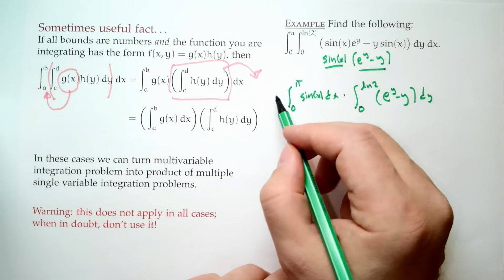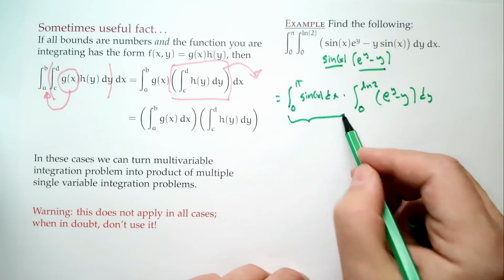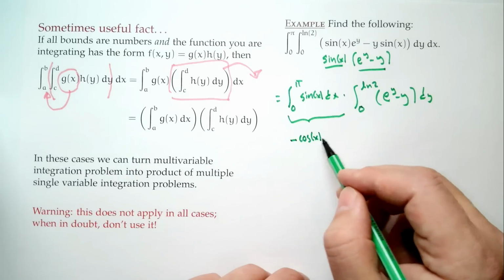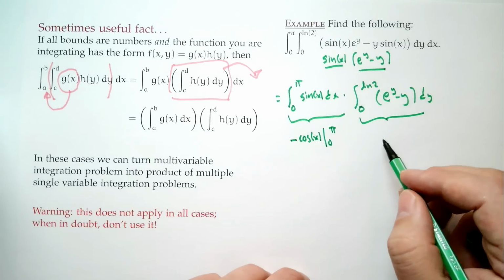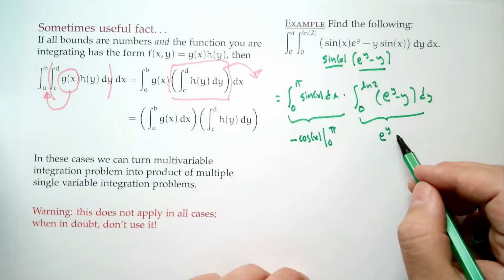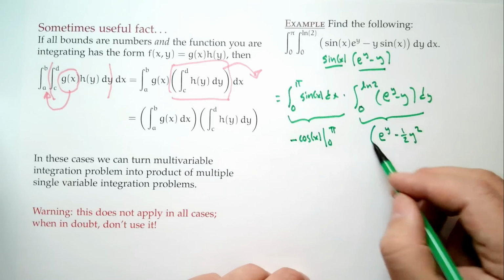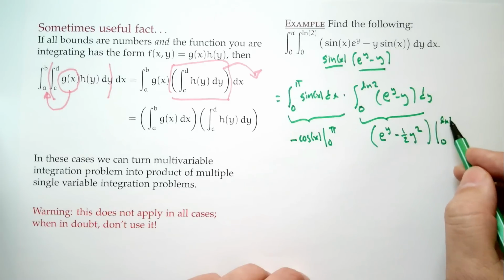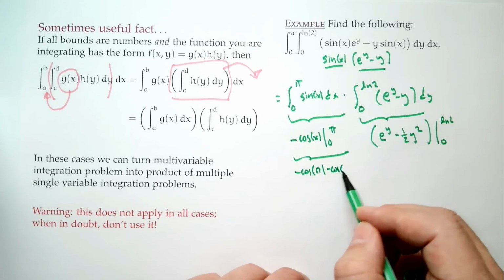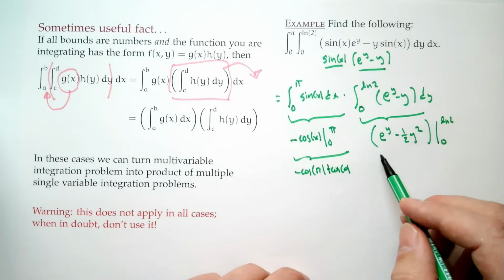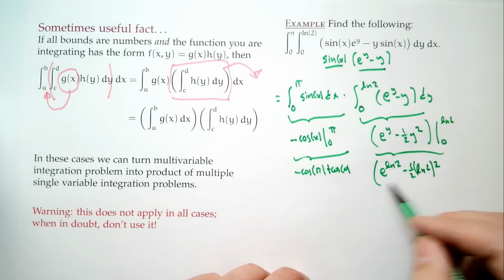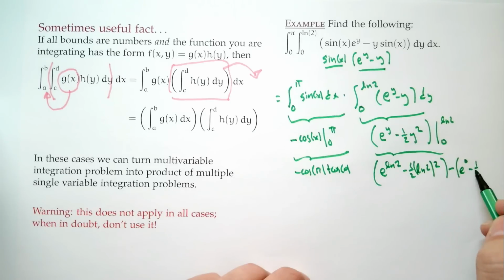So again, this is going to be two integrals multiplied together. We can do them separately. What's the integral of sine? Negative cosine. We're going to go from 0 to pi. What's the integral of e to the y minus y, again with respect to y? E to the y minus a half y squared. All right, and we're going to go from 0 to log 2. So, minus cosine of pi, minus cosine of 0. Well, minus cosine of 0, so that's plus cosine of 0. Over here, we're going to get e to the log of 2 minus 1/2 log of 2 squared. Subtract e to the 0 minus 1/2 0 squared.